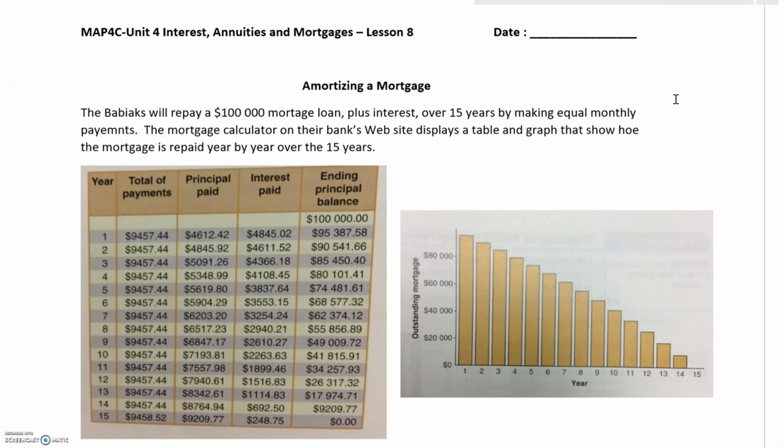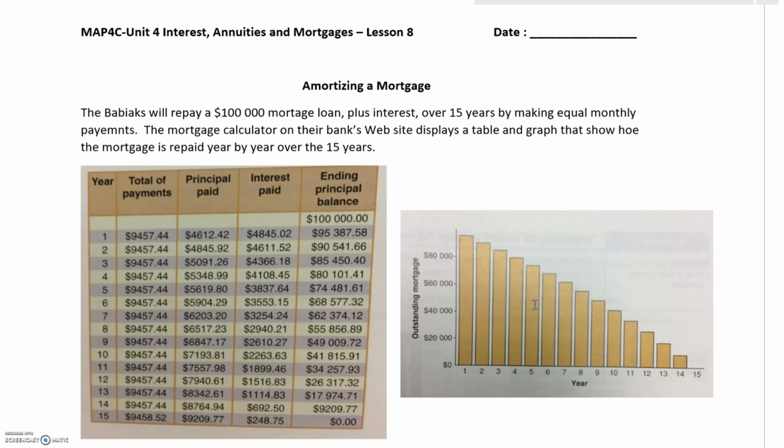So we're going to take a look at amortizing a mortgage. Yesterday we touched on a lot of definitions regarding mortgages and everything that works with it. So again, I'm showing you a table and also a graph. This table comes from the textbook, page 446, but more likely comes from a website.